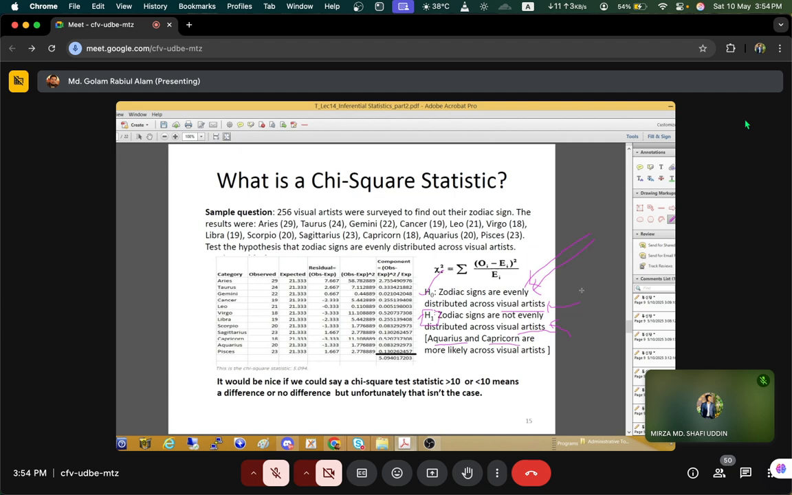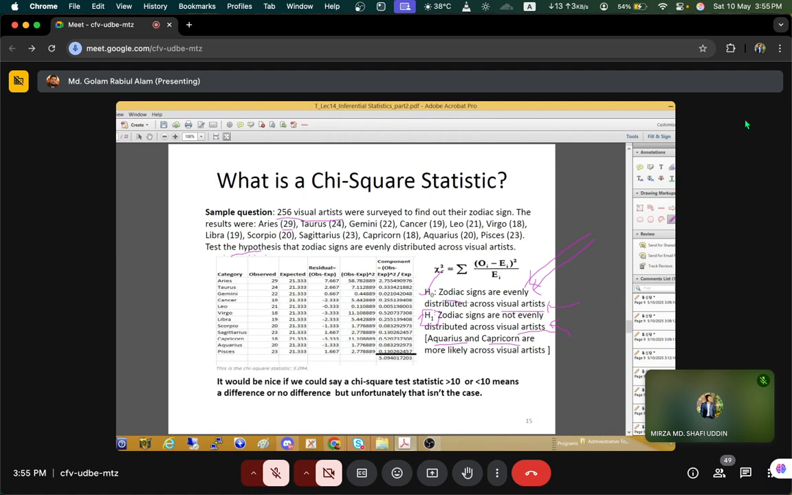For that purpose, we have collected data on 256 visual artists. Out of the 256 visual artists, we found that 29 are from Aries, 24 from Taurus, 22 from Gemini, 19 from Cancer, 21 from Leo and 18 from Virgo. So we have collected the data of 256 visual artists and got different results. Now we want to test the hypothesis.